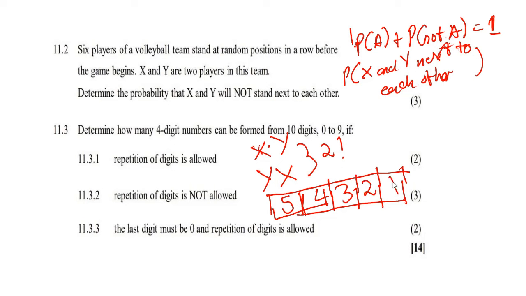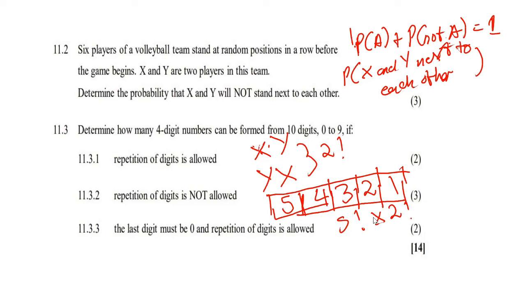So there are 5 factorial ways in which these 6 players can be seated, given that X and Y are taken as a unit. So 5 factorial, but then we have to multiply it by 2 factorial for the fact that we are taking X and Y as a unit and they can be seated in 2 factorial ways. That is to say, they can be standing as XY or YX. So that's the 2 factorial part.